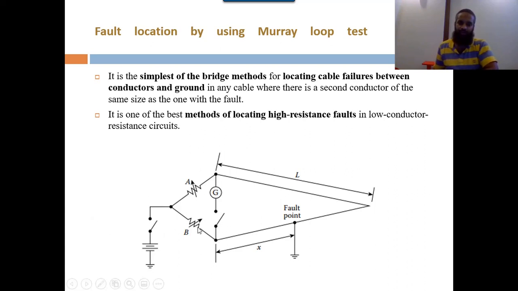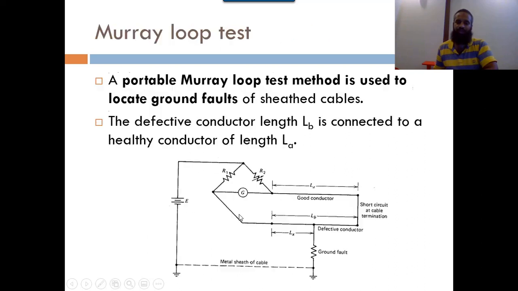And when we switch on this switch, this galvanometer shows some deflection, and by adjusting the values of A and B we can balance the whole system, and this galvanometer can show a reading at zero level or zero voltage. Once we get the zero voltage, we can implement a simple mathematical formula and find the length of the system.